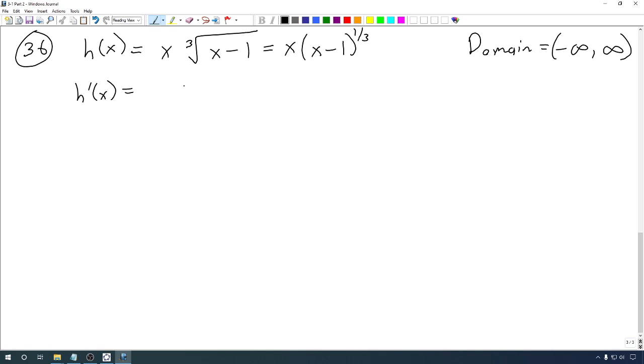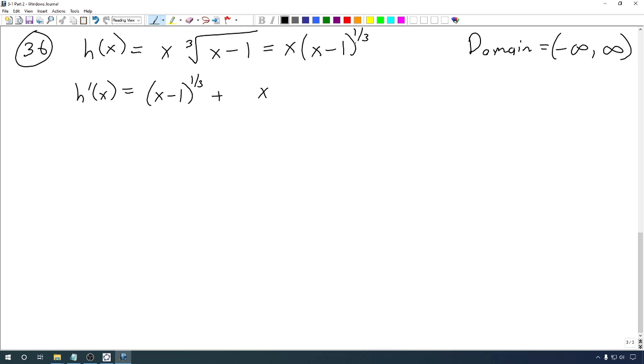So going through the product rule, we start with the derivative of the first piece. Derivative of x is just 1. So 1 times the other piece. Now we have plus the first piece left alone, we'll just have an x, times the derivative of the second piece. What is the derivative of x minus 1 to the 1/3 power? That's where our chain rule comes in.